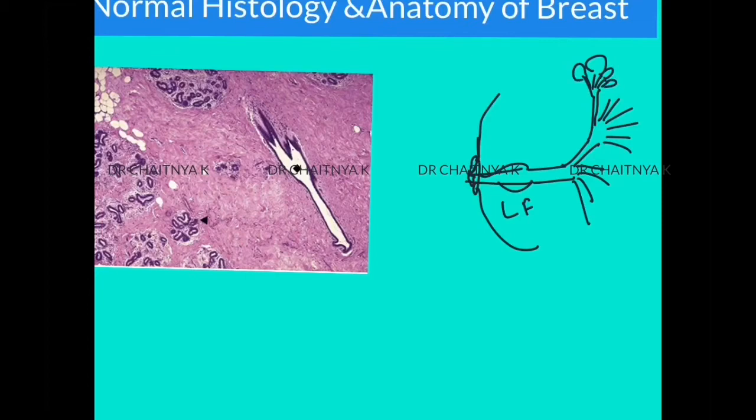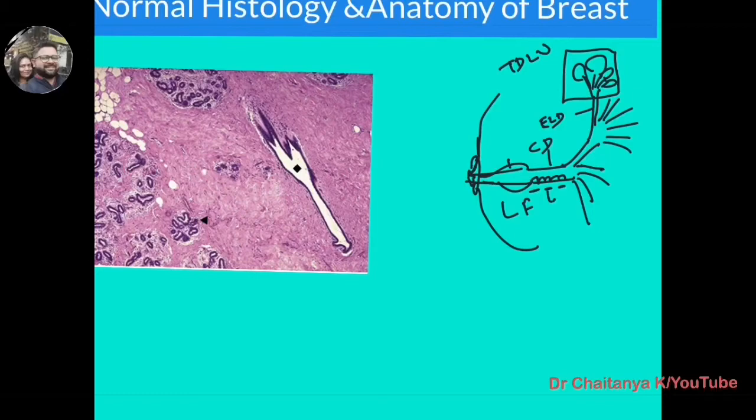These small ducts with the acini form one lobule. This is called the terminal ductal lobular unit, which is a functional unit, and this is called the extralobular duct. This is called the collecting duct. This is called the lactiferous sinus, and this is the main duct. This duct is lined by epithelium of two types. One is called the intraluminal or luminal epithelium, and the outside is called the abluminal epithelium or myoepithelial cells. So this is the normal anatomy and histological structure.